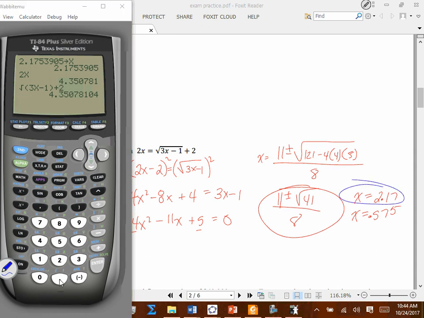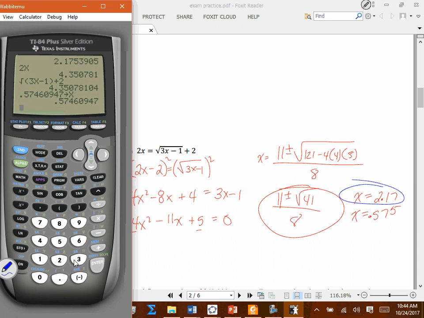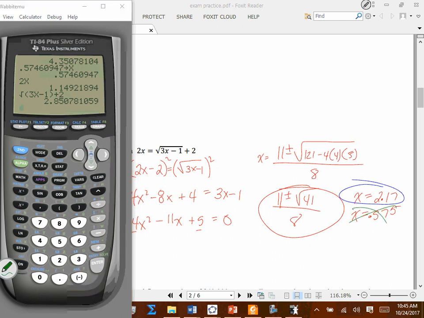Now I'm going to try the other one. So I go 0.57460947, which should be good enough. Store as x. All right, now I'm going to see what 2x looks like. 1.149, and I'm going to try this one again. I'll just recall that, a little bit easier. 2x. We want to get to that one. Hit enter, and we see that we got two different values there. So that tells me that this was an extraneous solution. It doesn't really work. So 2.17 is the only answer for that question.